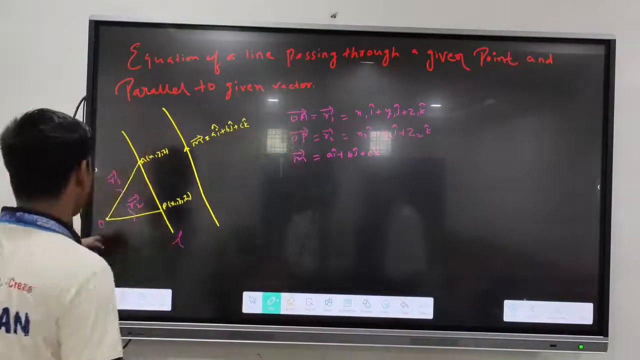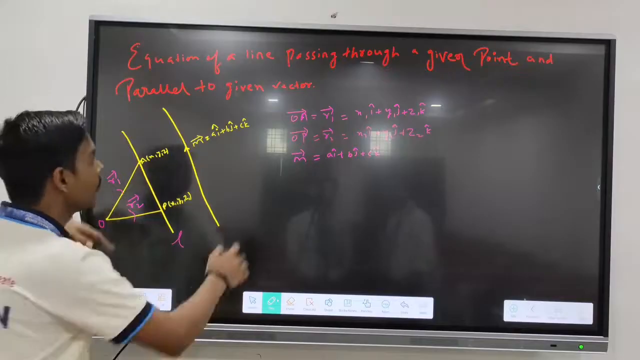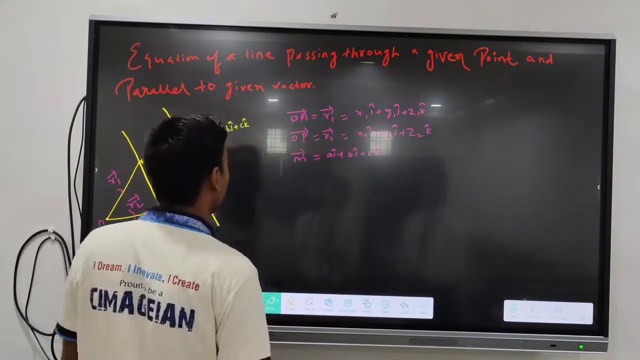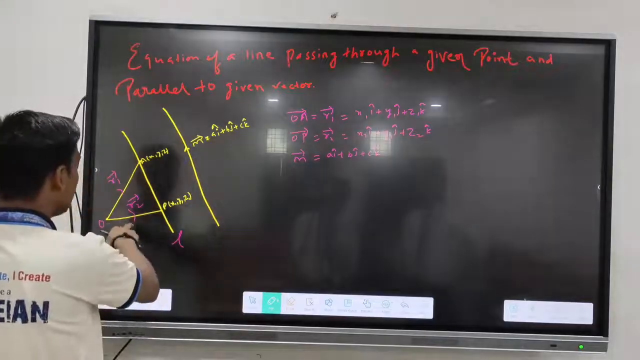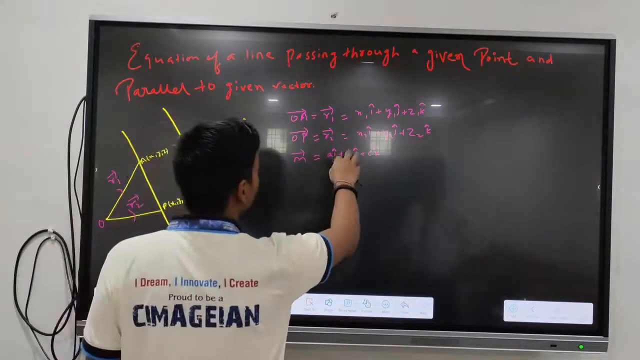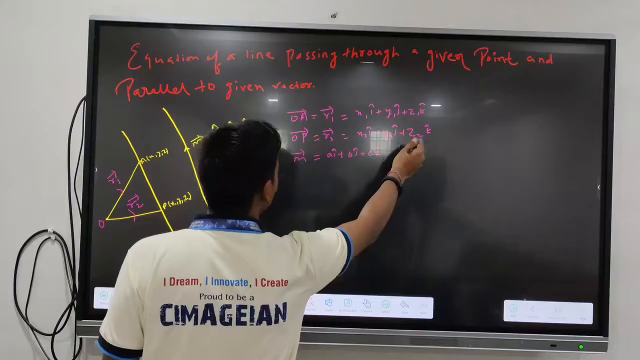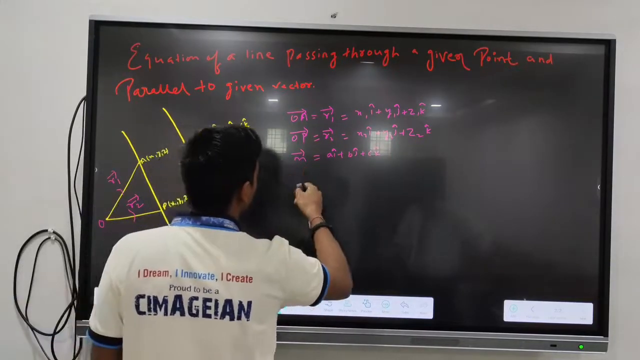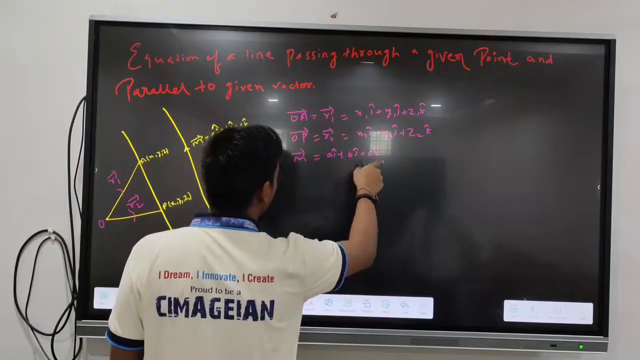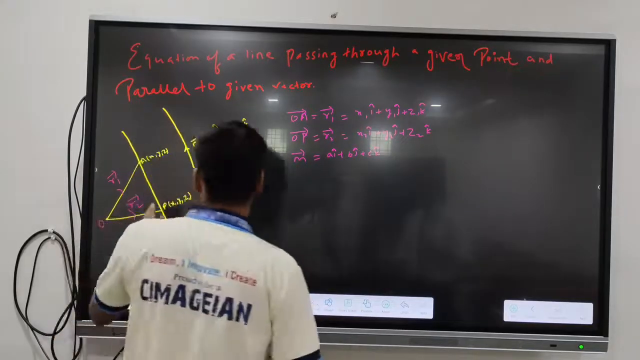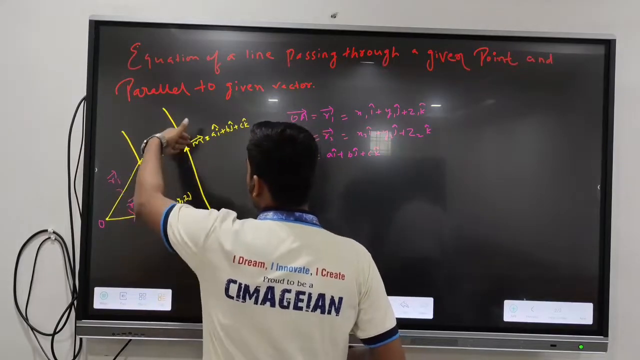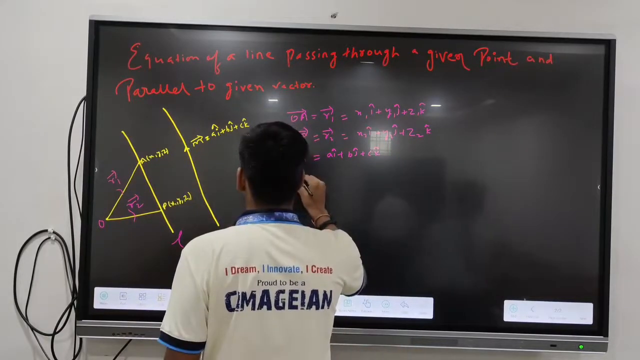Now OA vector equals R1 vector, which is basically x1 i cap plus y1 j cap plus z1 k cap, and OP vector is basically equal to R2 vector, and R2 vector equals x2 i cap plus y2 j cap plus z2 k cap, and the line M1 whose vector form is a i cap plus b j cap plus c k cap. And here we can see that the line L1, it means AP, is parallel to M1, so we can write here.